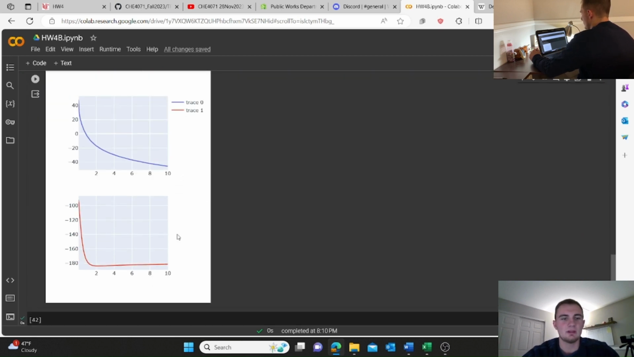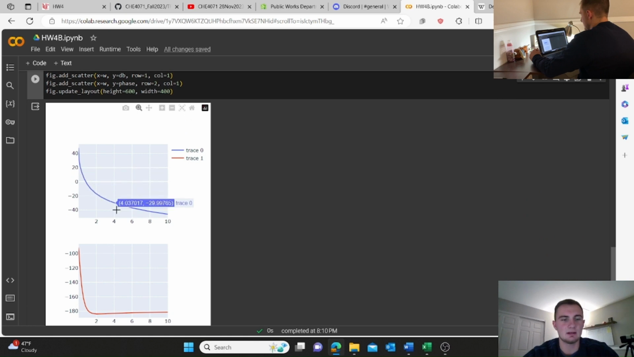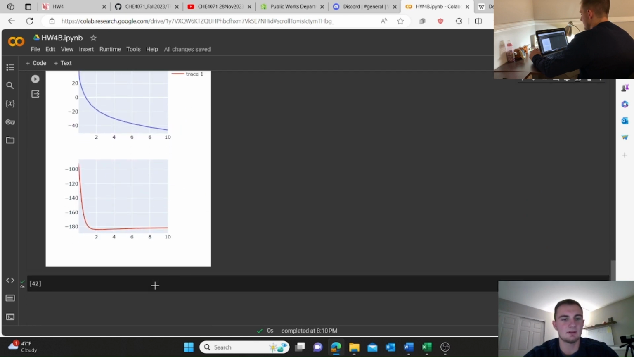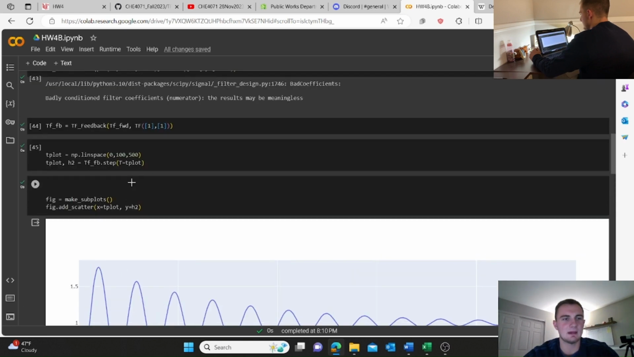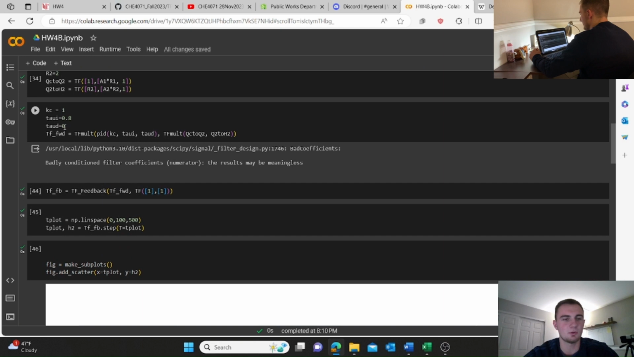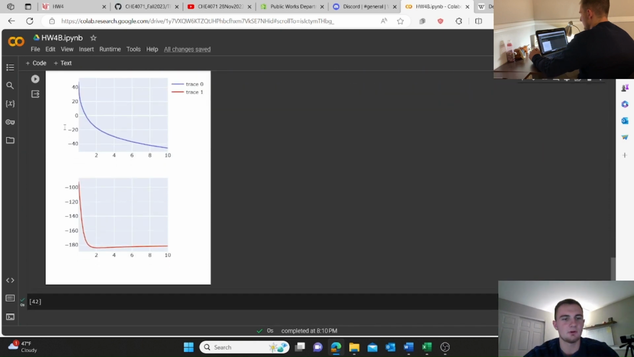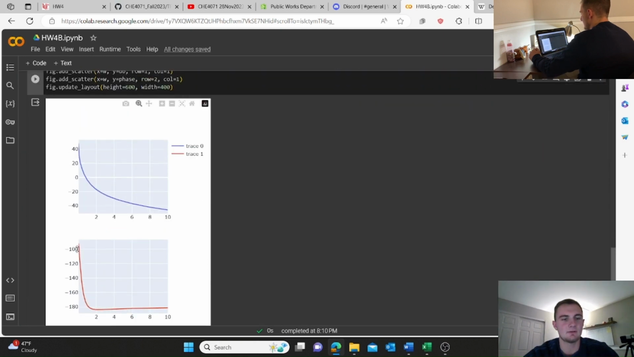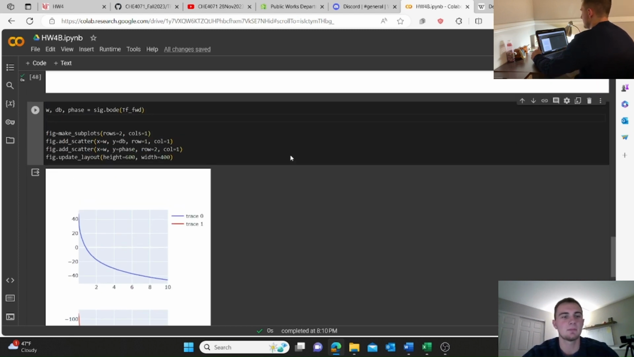What we have plotted here is our decibel. One thing I forgot to mention is I went back and changed our tau d from 0.1 back to 0. So our phase diagram, our phase lag, definitely looked a bit different. I noticed that and changed tau d back to 0. And then I just adjusted the height and width so we didn't have a gigantic screen of plotting.